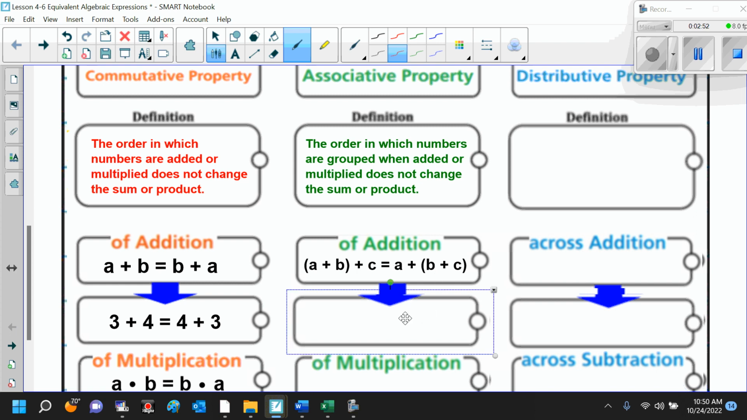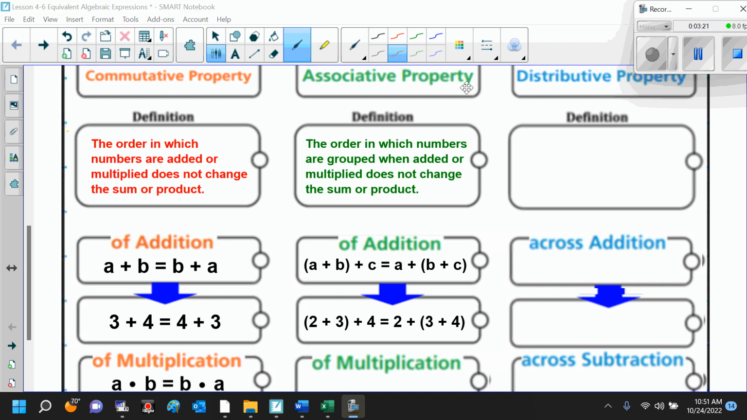If we put numbers in, you can see 2 plus 3 is 5, plus 4 gives us 9. So we grouped the first two numbers and then added the 4. If I decided to group the second two numbers, 3 plus 4 is 7, plus 2 is 9. So you get the same thing.